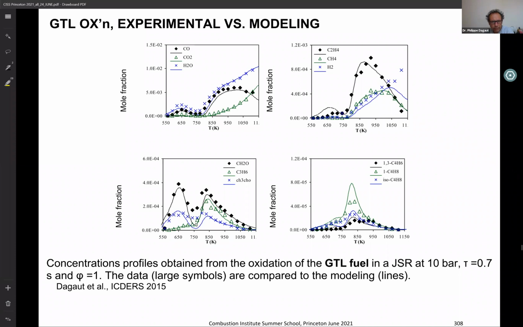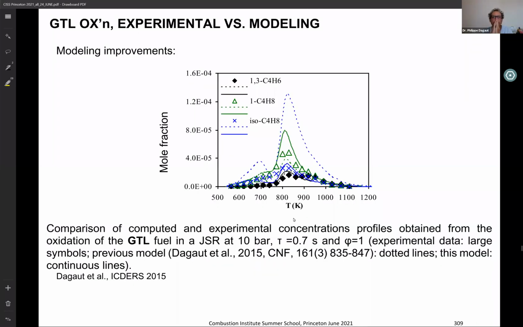Same thing for acetaldehyde in this region, but propylene is good, and isobutylene is pretty good. We matched very well the maximum here, whereas we slightly over-predict the maximum of 1-butene. And so what kind of improvement can we get? By changing the composition of the model fuel, we can improve. Particularly, we can improve the prediction of 1-butene, which was overestimated before.